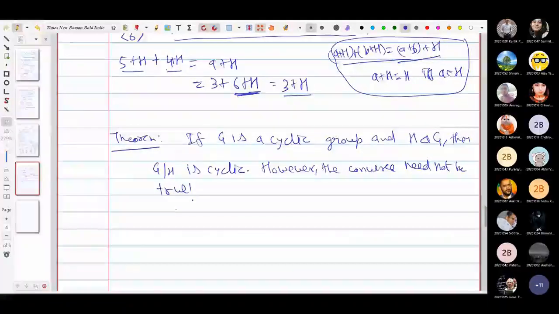Okay, let us see. There is another result: if something is known about G by H, can we say something about G? That we will see later on. There is another theorem. So we have been given that G is cyclic. So let G equal the group generated by a. Because G is cyclic, let us assume that a is a generator of this.